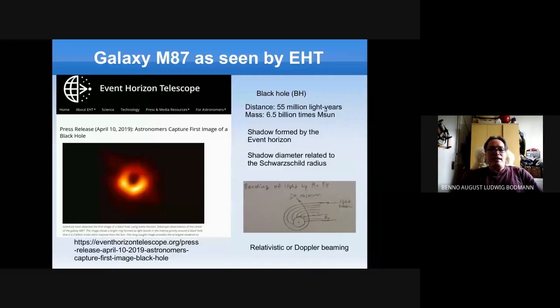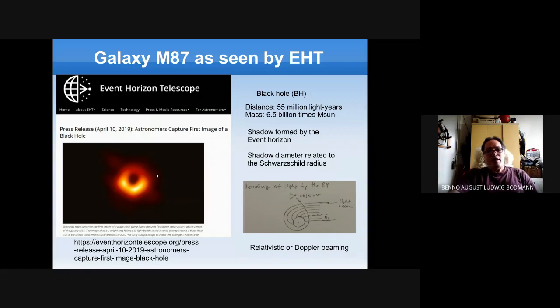On the 10th of April of last year, the Event Horizon Telescope presented the first image of the center of a galaxy, M87, and there we can see the shadow of a black hole surrounded by a light ring.